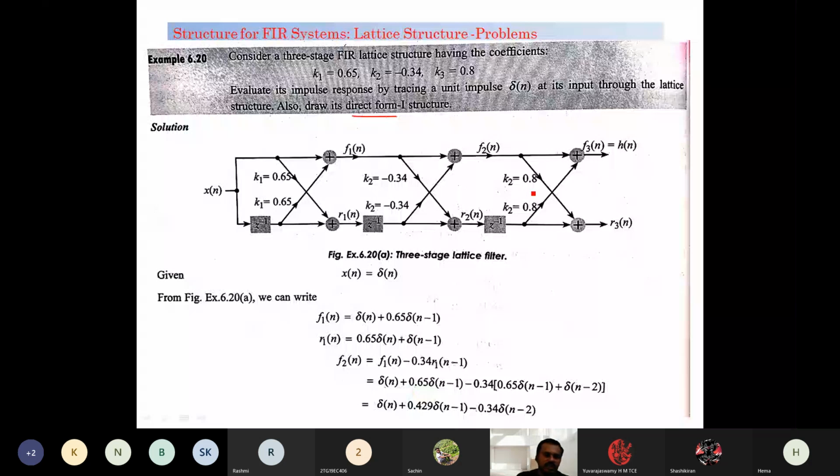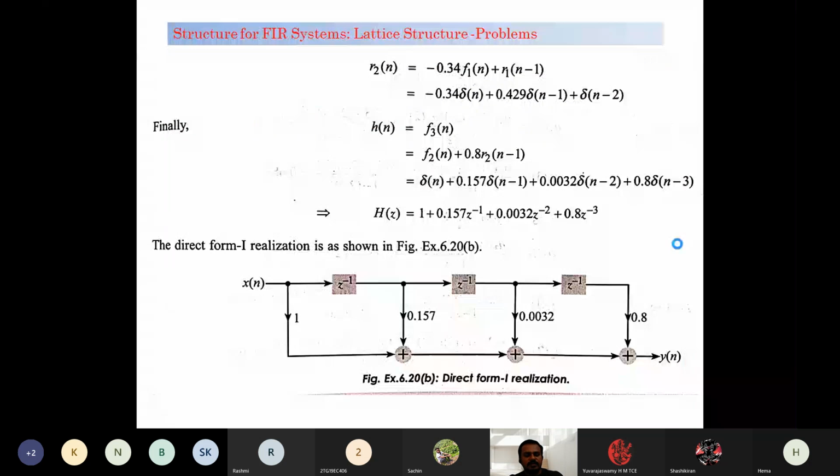direct form. So direct form one is nothing but we are directly getting the coefficients of input, A of M. That is what we are going to have in direct form one, and K of M is nothing but the lattice structure coefficient. So how to calculate these things? We will solve this example in the next class.